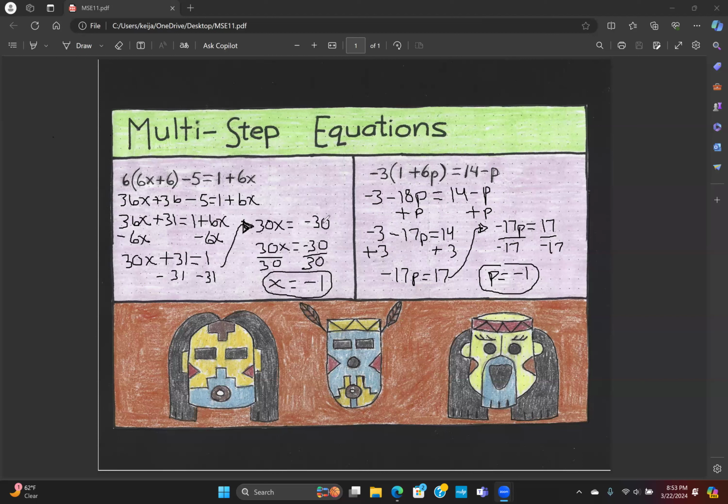And so you have been given quite a bit of information, and this would be a good time to pause the video and just follow the steps or replay this video as many times as you need to gain a deeper understanding of multi-step equations.